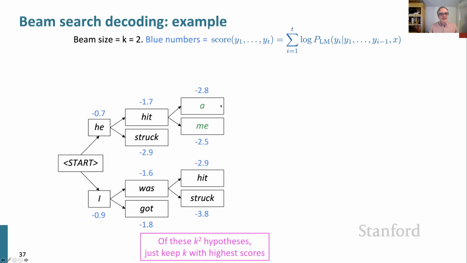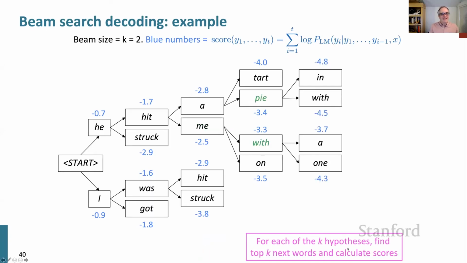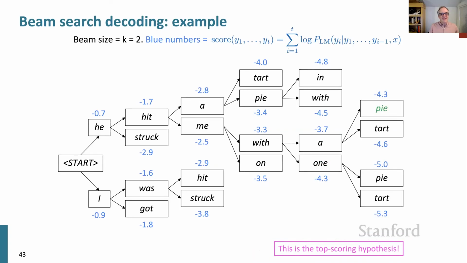And then for each of those, we generate the K most likely next words: tart, pie, with, on. And then again, we filter back down to size K by saying, okay, the 2 most likely things here are pie or with. So we continue working on those, generate things, find the 2 most likely, generate things, find the 2 most likely.